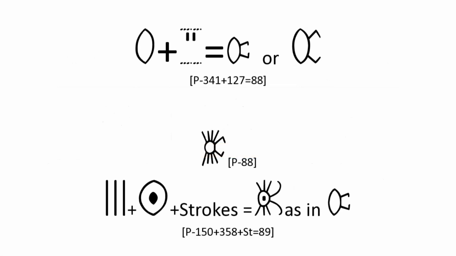Similarly, two short strokes added to the primary vowel sign P341 create a new vowel grapheme. This is the only example found of its application, following the same concept of modification as the previous example.